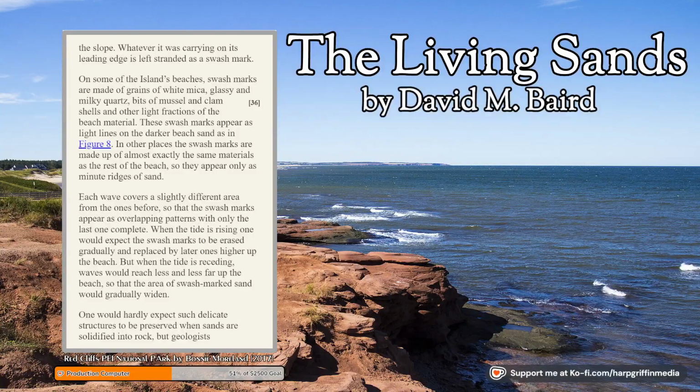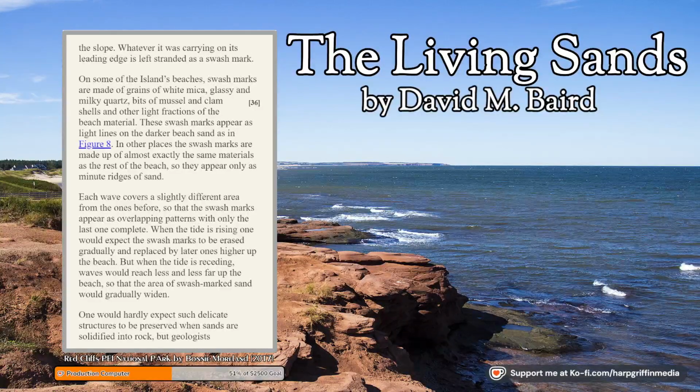On some of the island's beaches, swash marks are made of grains of white mica, glassy and milky quartz, bits of mussel and clamshells, and other light fractions of the beach material. These swash marks appear as light lines on the darker beach sand, as in Figure 8. In other places, the swash marks are made up of almost exactly the same materials as the rest of the beach, so they appear only as minute ridges of sand.